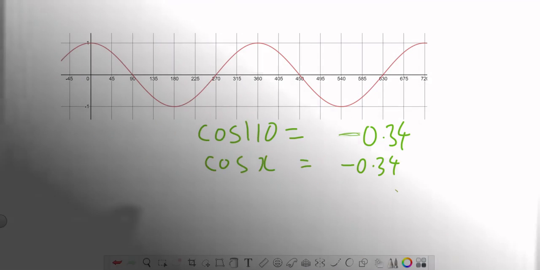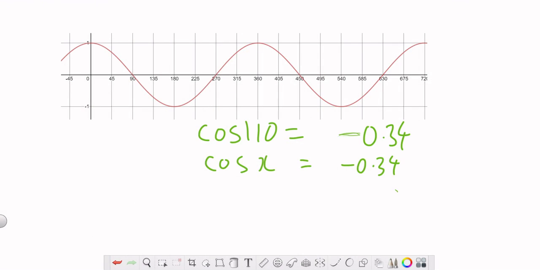Right, same question, so same graph, different question. Cos of 110 is given as negative 0.34. You can check on the calculator if you want, but it's just given. We want to find another value of x that will give you negative 0.34.